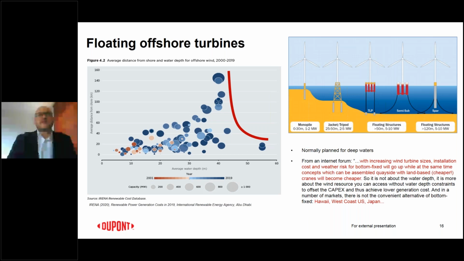And of course, these floating structures are not common. In certain cases, there could be a choice between a fixed installation or a floating structure, but in certain cases, like the west coast of US or Hawaii or Japan, where there are no shallow waters, this is a no-brainer. If there is a development for offshore wind, that would have to be the floating system.